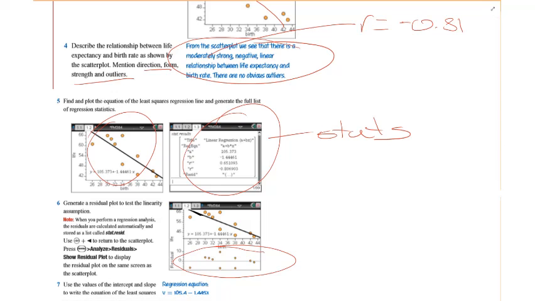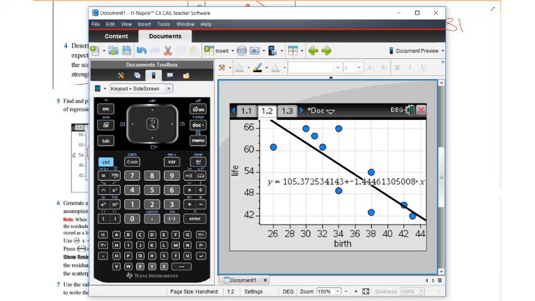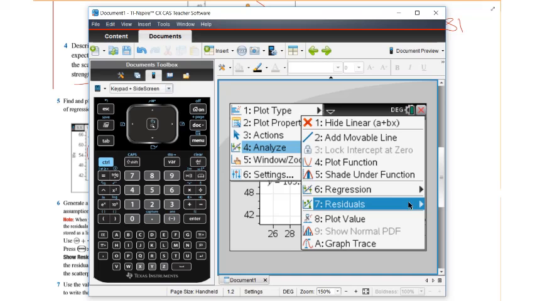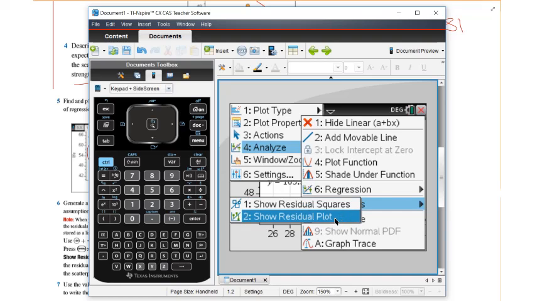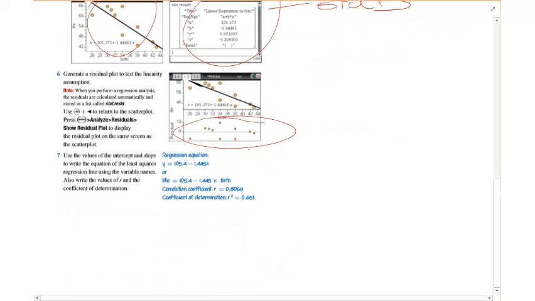Okay. Next step, I can go back here and see this is my data. Now I want to go Menu. I want to go Analyze again. Now I want to go Residuals. Before you can do residuals, you have to have done your regression line. I've got my residuals, and now you can see that I've got my data in a residual plot. And in that residual plot, I see no clear pattern. So I would say this is linear, because there's no clear pattern.